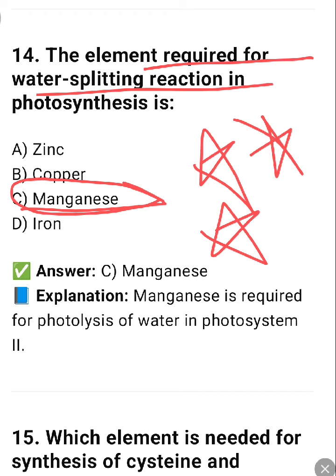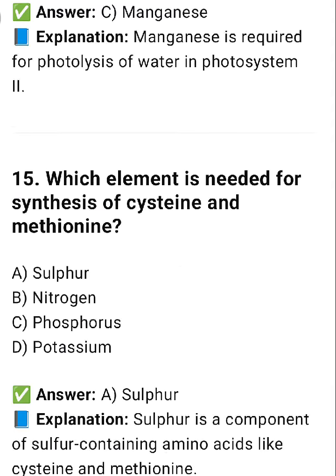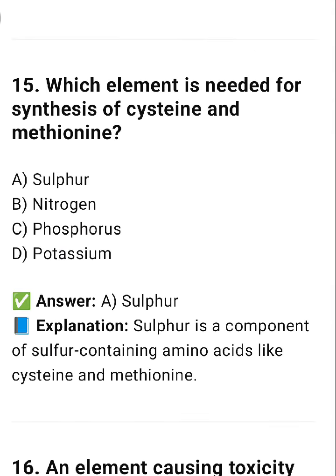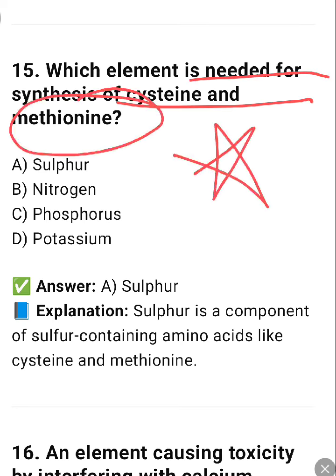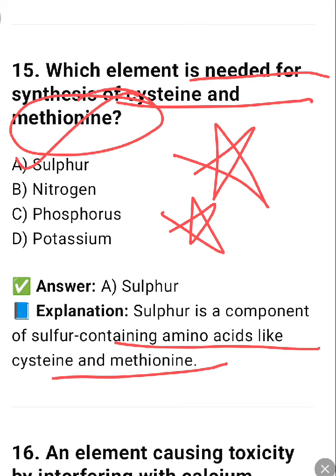Manganese is required for photolysis of water in photosynthesis or photosystem 2. Which element is needed for synthesis of cysteine and methionine? Very important question. Because these contain sulfur as their important component, so it is sulfur. Option number A. Sulfur is a component of sulfur containing amino acids like cysteine and methionine.